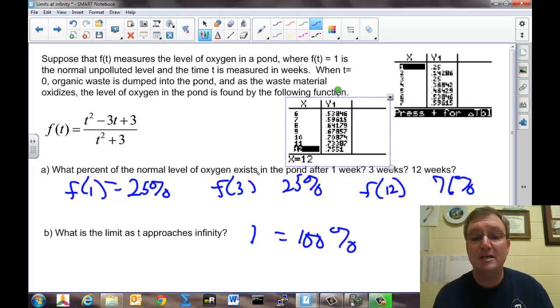Does that make sense in the real world? Yes, because can you get all of the pollutants out of water at any given time? Probably not in a pond setting. It would be very difficult to get it to actually pure water. So it does make sense algebraically, that it's approaching 1 but not getting there. And in real life, it makes sense that it's approaching 1, but it's not getting there.